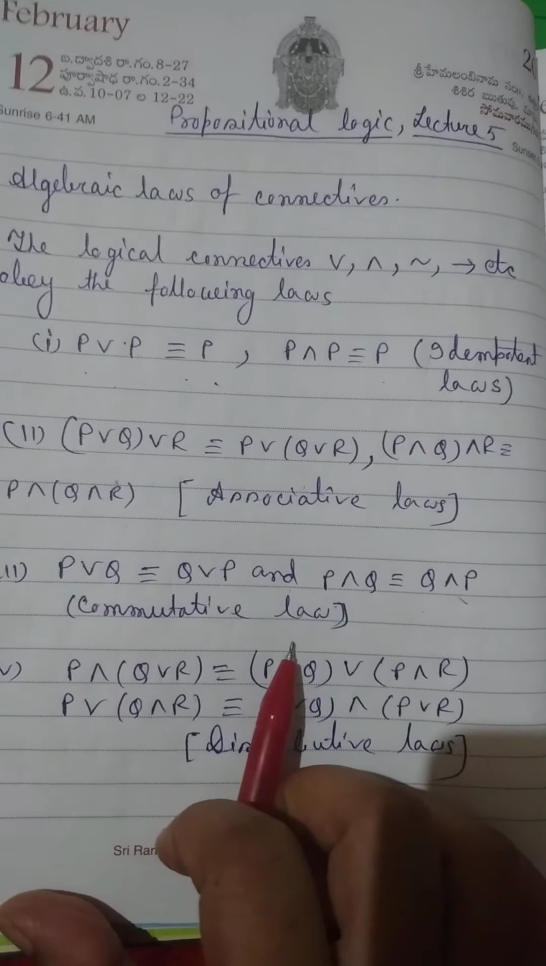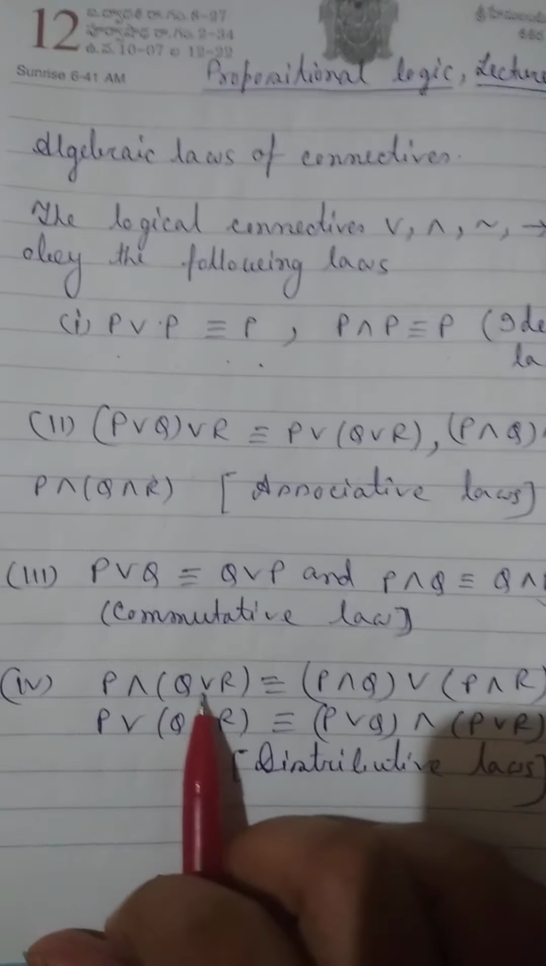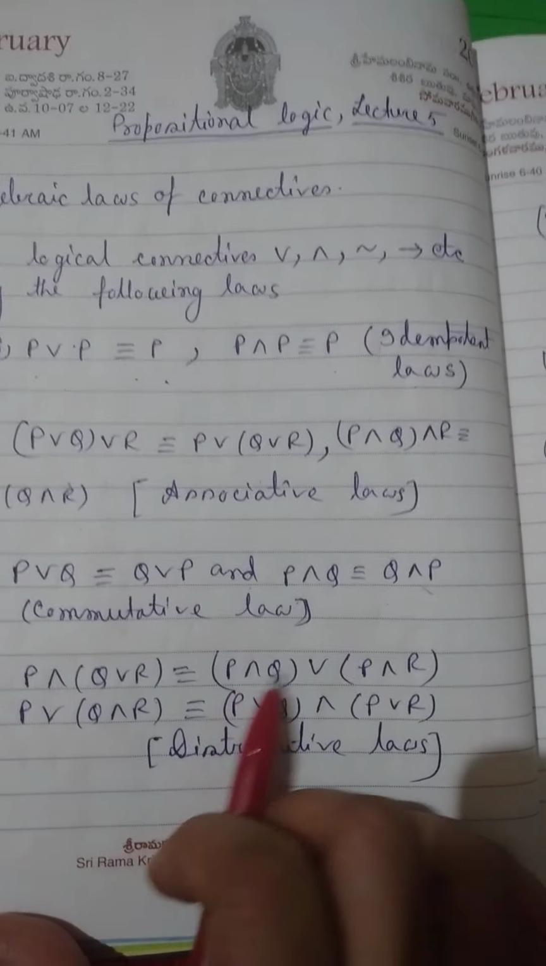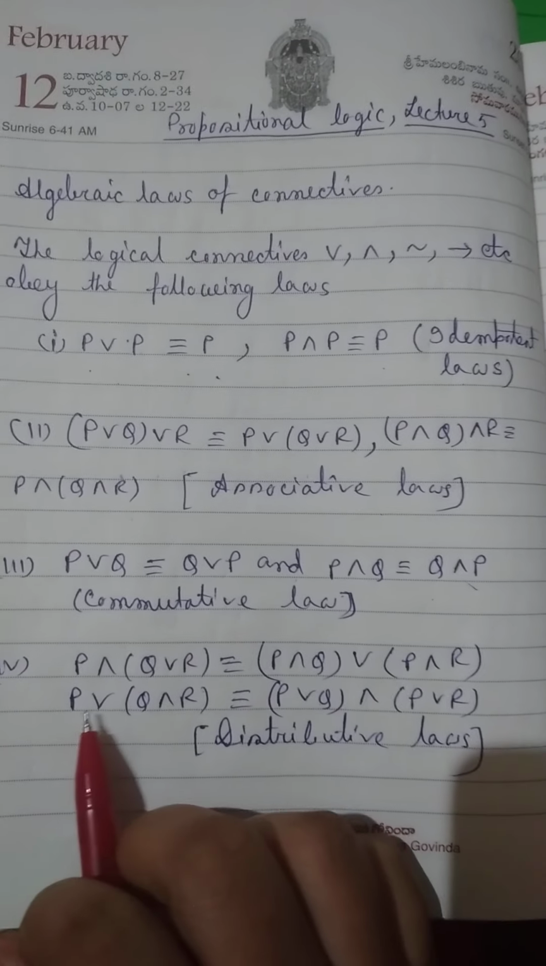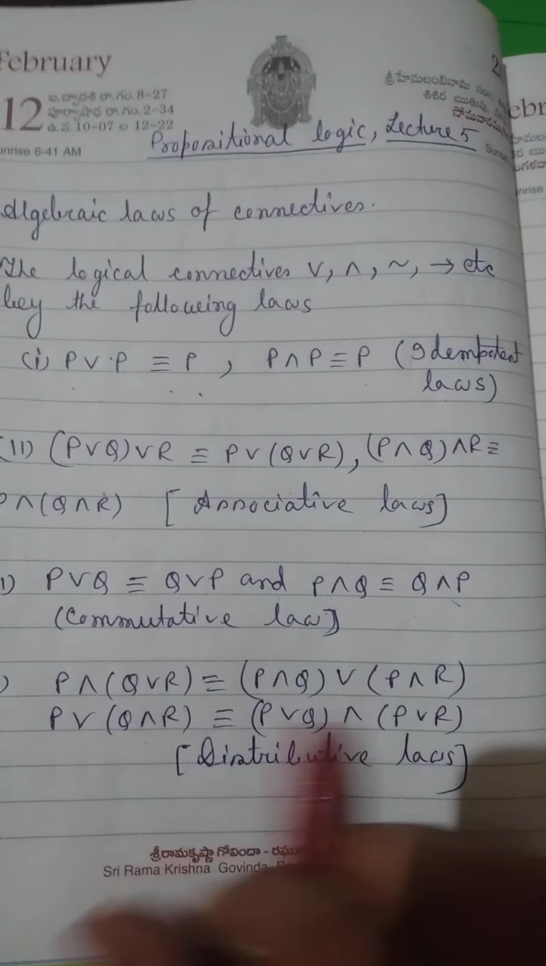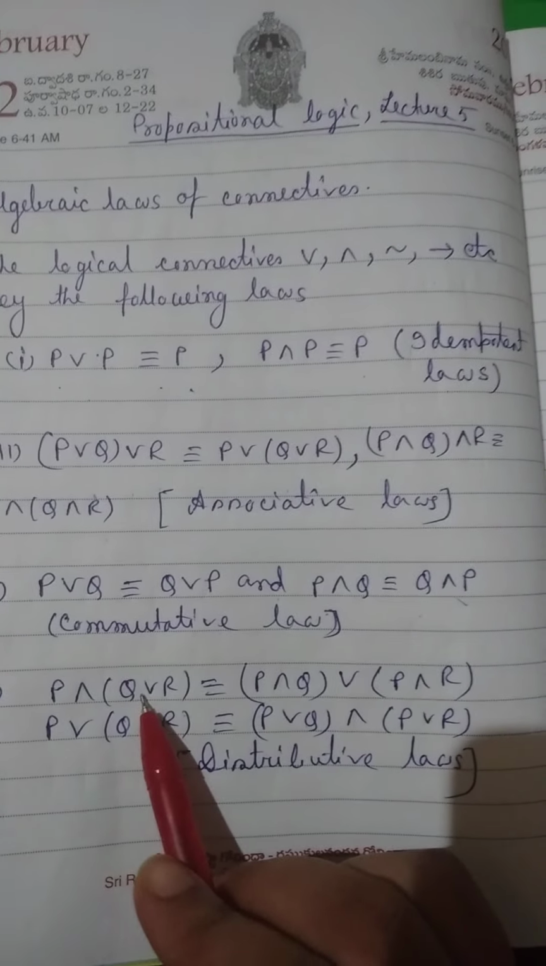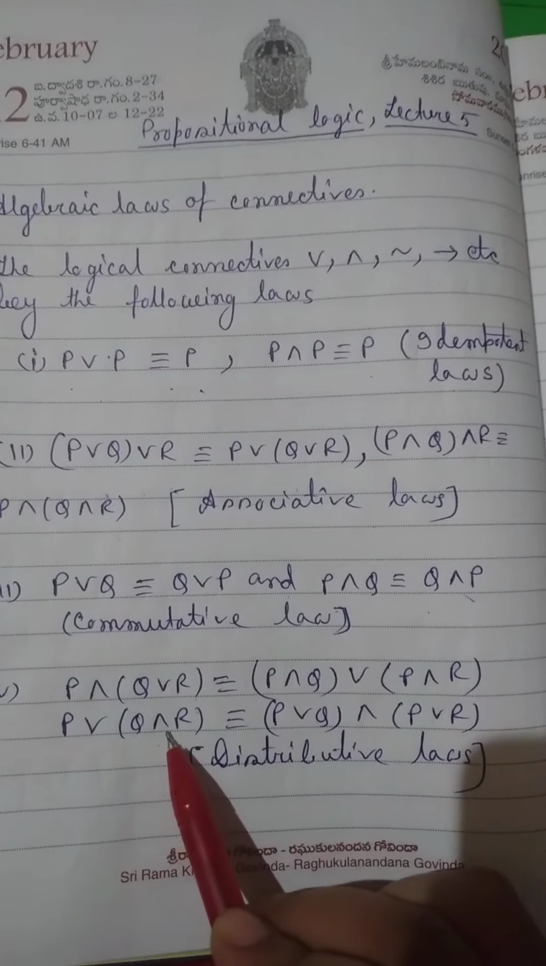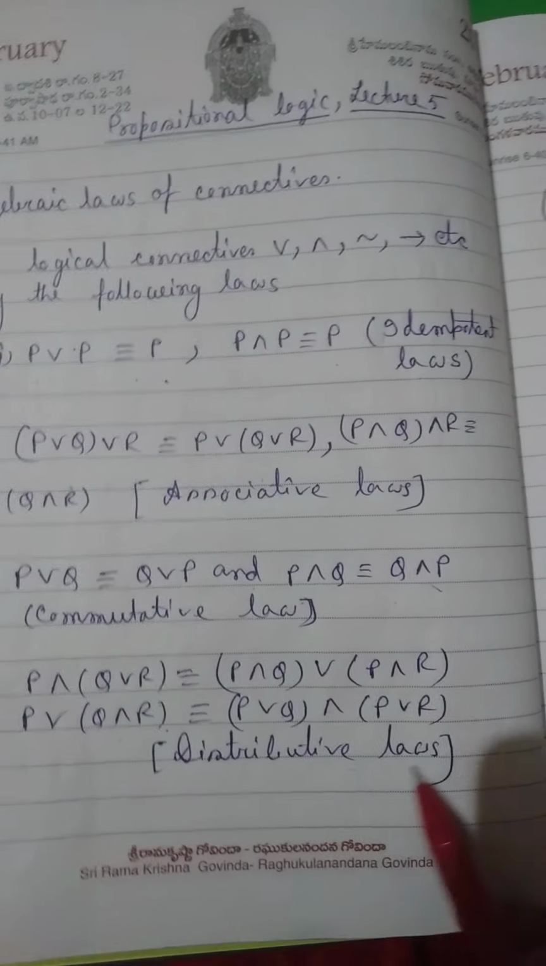This is commutative laws. Then Roman number 4, P and (Q or R) is equivalent to (P and Q) or (P and R). P or (Q and R) is equivalent to (P or Q) and (P or R). So this is distributive laws.